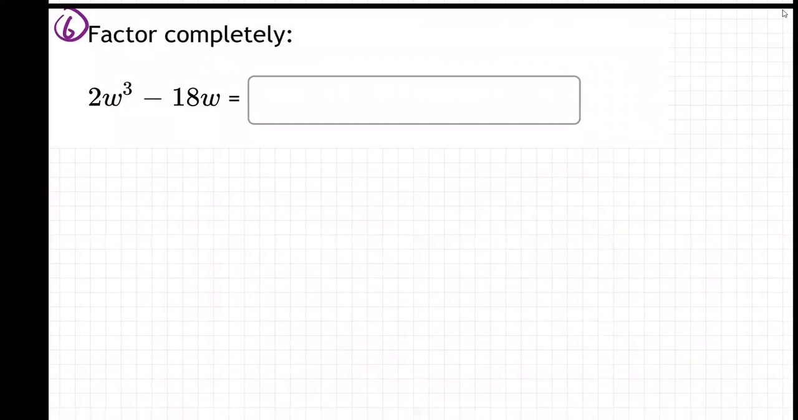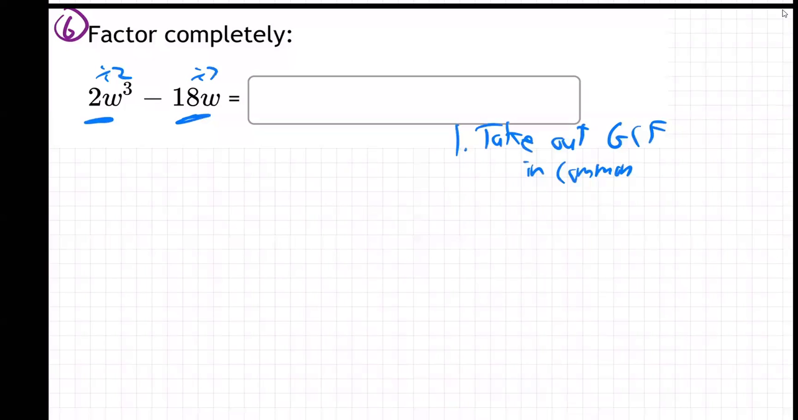Okay, so on this one, they want us to factor completely. And so the first step for factoring, the first step in any factoring problem is take out the GCF that's in common. So take out whatever they have in common. So what are these two terms both having? What goes into 2 and 18? Well, they're both divisible by 2, aren't they? Divided by 2, divided by 2, leaves a 1, leaves a 9. So take out a 2 in common.